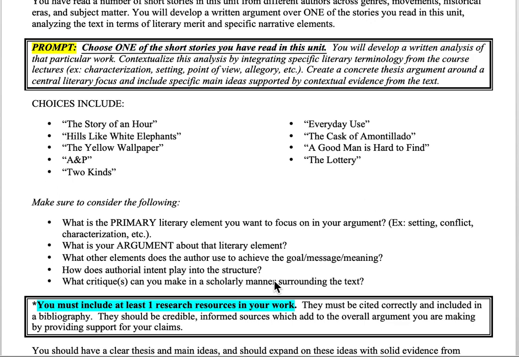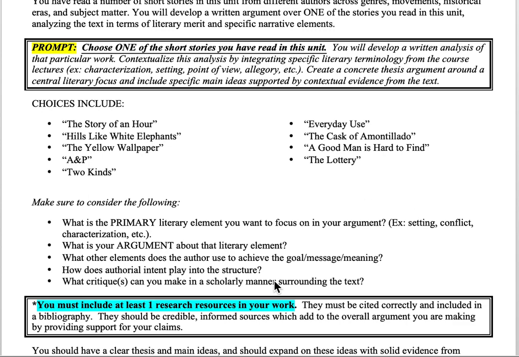I wouldn't, for example, talk about setting as the primary focus of the Lottery. Instead, there I would focus on symbolism. In something like the Cask of Amontillado, I may not focus primarily on plot, but instead I would focus on theme or setting or conflict. You also want to think about what is the argument that you're going to be making about that literary element.